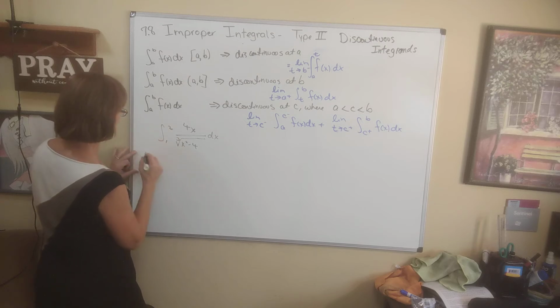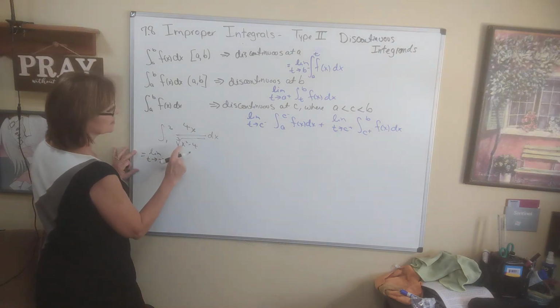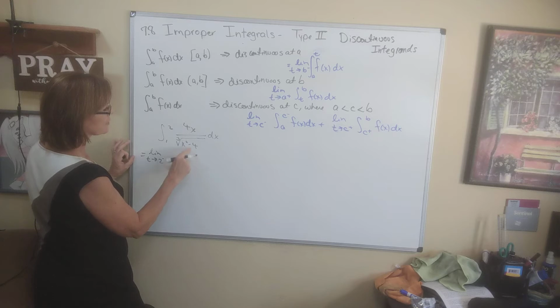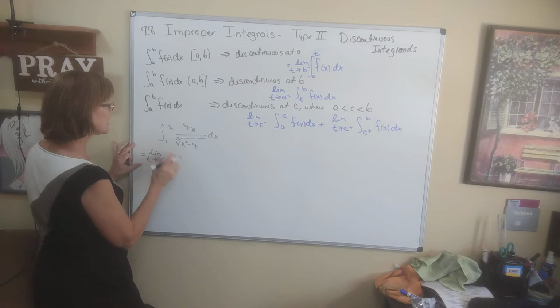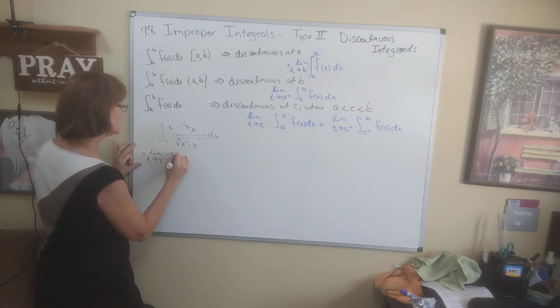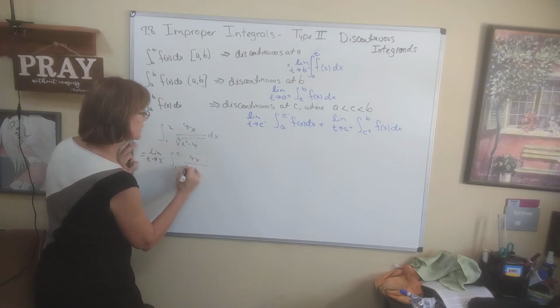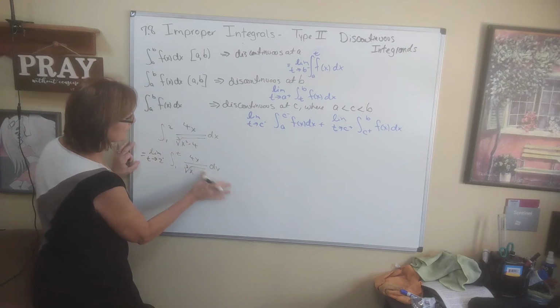So this will be rewritten as the limit as t approaches 2 from the left, because 2 squared is 4, 4 minus 4 is 0, we're dividing by 0, that's the problem. So we've got a problem at this upper limit. So we're going to rewrite this as the integral from 1 to t of 4x over the cube root of x squared minus 4, and then we will go ahead and integrate this.